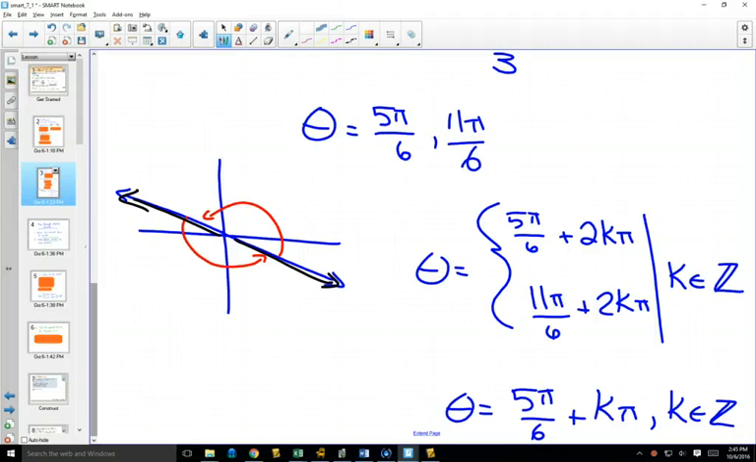that will start here. Go halfway around, get this one. Go halfway around, get the next one. Go halfway around, get the next one. And get all of the coterminal angles that way.